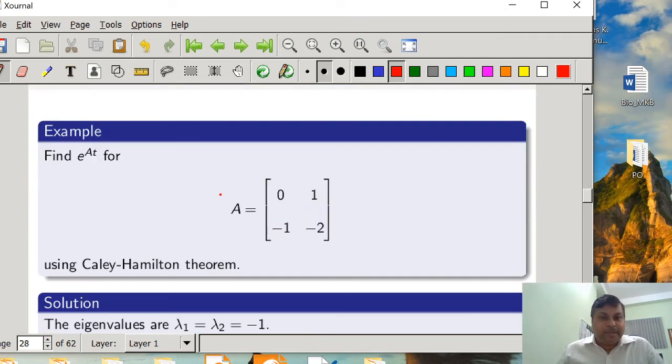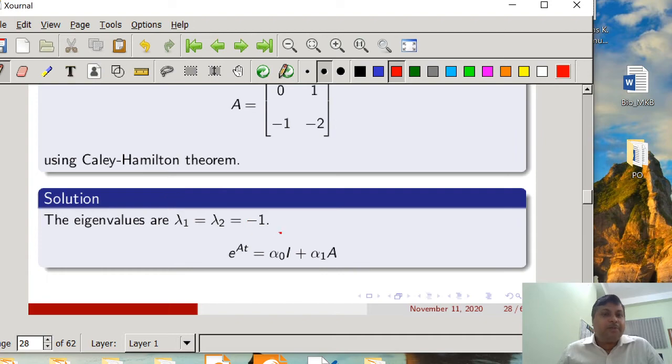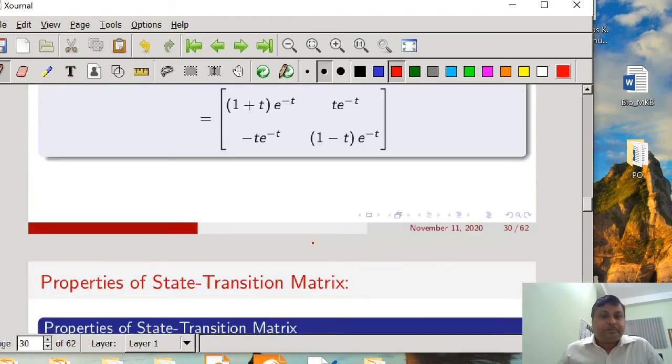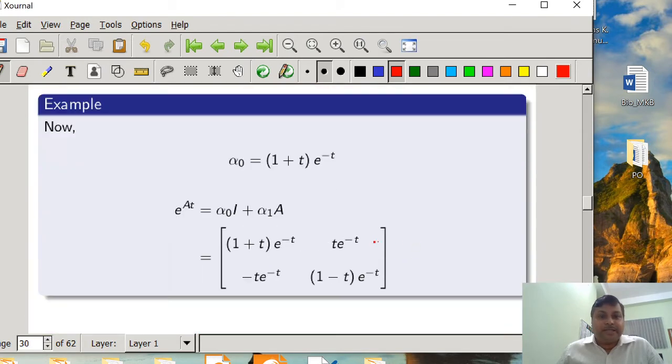In this example we saw that the roots are repeated. If the roots are repeated, then the elements, especially the off diagonal elements of e to the power At, will be in the form of t to the power l minus 1 times e to the power lambda t, where l is the multiplicity of the eigenvalue. Here two multiplicities are there, two repetitions, so the elements will be associated with 2 minus 1, that is 1, that is t into e to the power lambda t, where lambda is the eigenvalue.